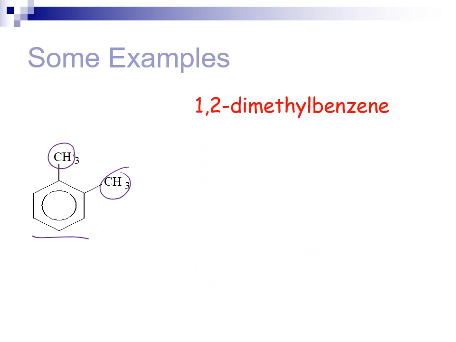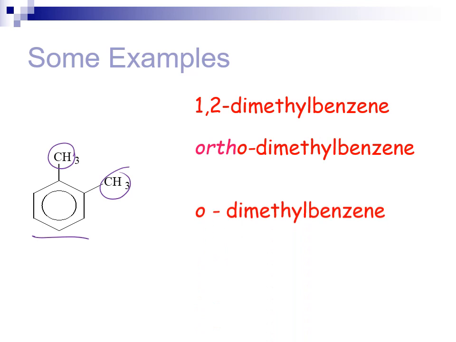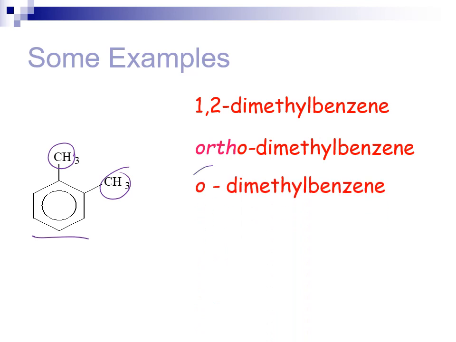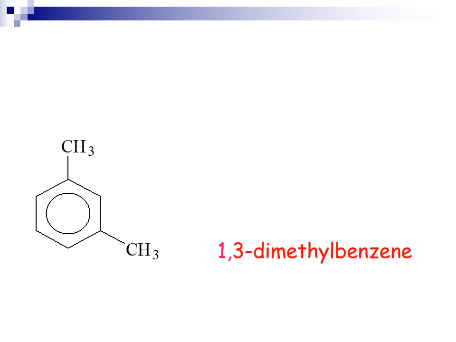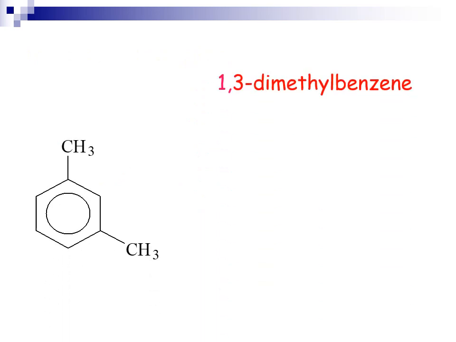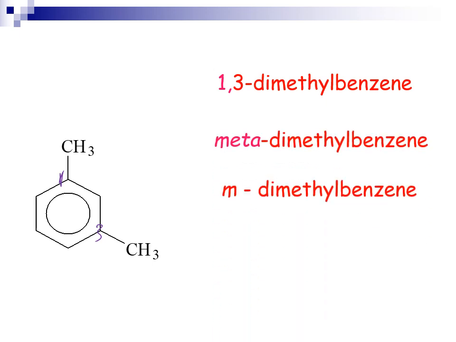Now you may see some of the old system used, and this is ortho or o-dimethylbenzene. So that's what that 1, 2 means. You should know the IUPAC. All right, we have, there we go, 1, 3 dimethylbenzene. And again, it doesn't matter whether this is carbon number 1 and this is carbon number 3 or vice versa. That's where the branches are. So we know what they are. We need to know where they are by using the numbers. The old system would have called this meta or m-dimethylbenzene.